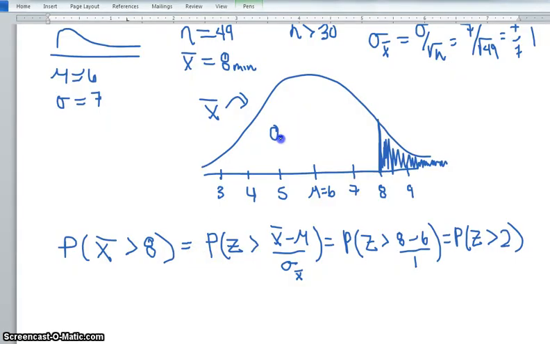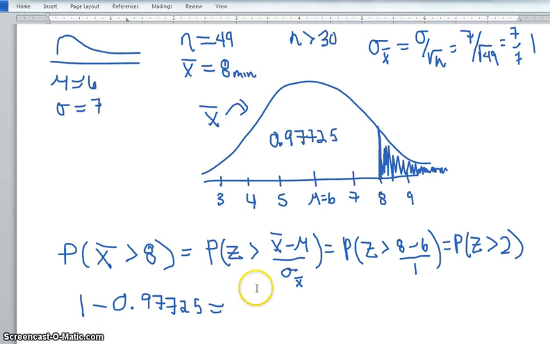So this is then the area that falls below 2, 0.97725. However, we didn't want this area, right? We want this area. This is why the picture is so helpful. And so how can we find this? Well, we know that under the curve, the total area will be 1. And so if we want to find this area, we can simply subtract this value from 1. So 1 minus 0.97725 is going to give me a value of 0.02275.